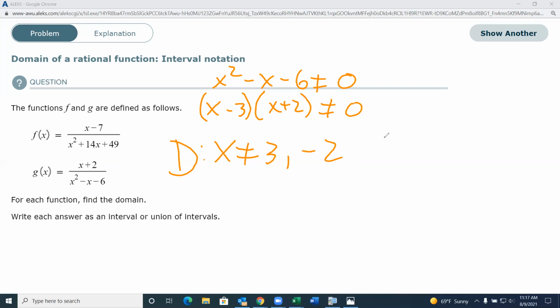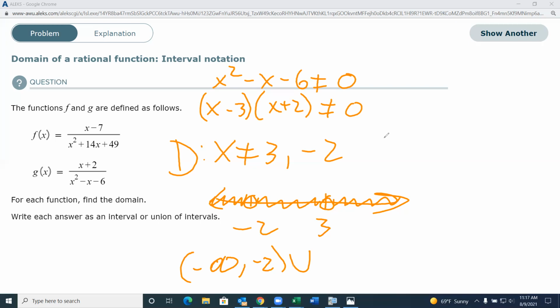So on the number line, your domain would look like this. Everything is shaded in except 3 and negative 2. They're the bad guys. They're the ones that make the denominator 0. You're not allowed to divide by 0. If we do this in interval notation, it'll be negative infinity to negative 2, union, negative 2 to 3, union, 3 to infinity. That would be it.